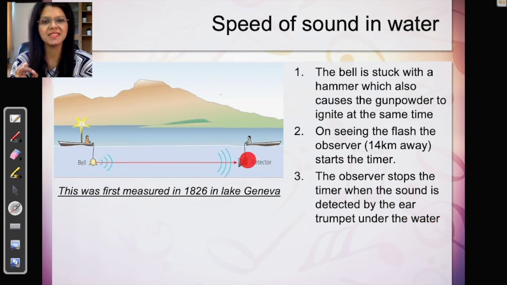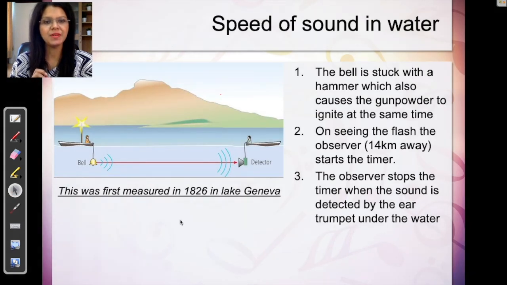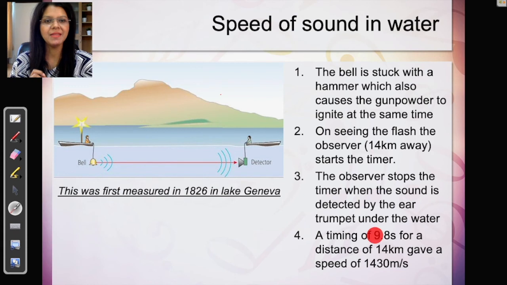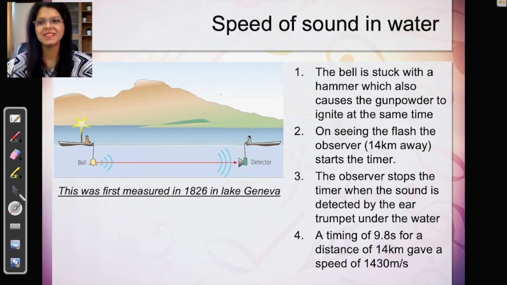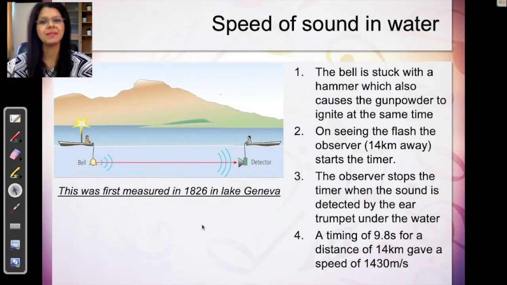So when this detector is detecting the sound, then this observer stops the timer. Alright, so some important data was noted down. A timing of 9.8 seconds for a distance of 14 kilometers gave the speed of the sound to be 1430 meters per second. And you see, the speed of the sound in water is more than the speed of the sound in air. This is one of the properties of the sound that we learnt in the previous video. So this is how the speed of the sound can be calculated.